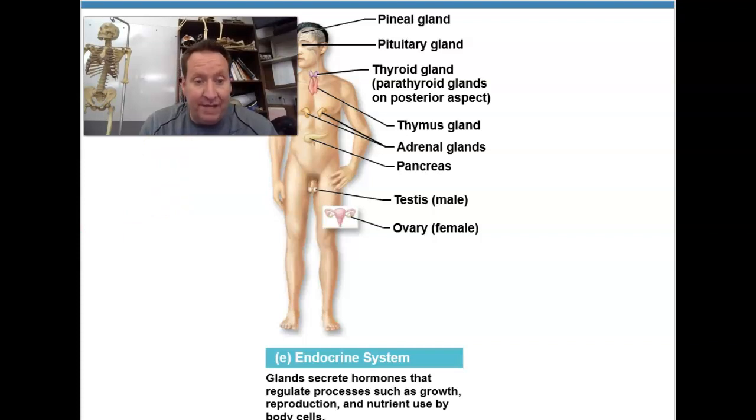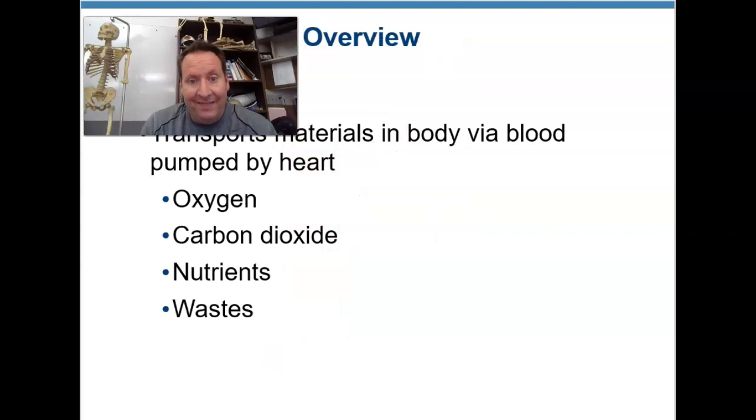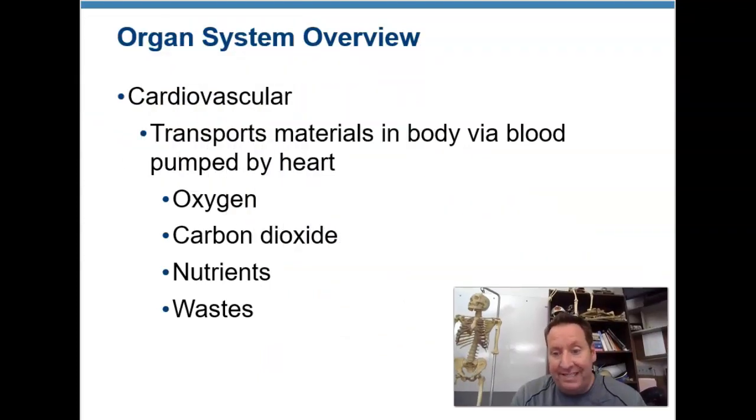The next organ system that we have is the cardiovascular system. This tends to rank high on people's list of favorite organ systems. So when you ask, what's your favorite organ system? Oh my gosh, I love the cardiovascular system. The cardiovascular system is going to transport materials in the body via blood, and the pump of the cardiovascular system is the heart. So it's going to deliver things like your oxygen, carbon dioxide, nutrients, and waste products throughout your body. That's the job of the cardiovascular system.